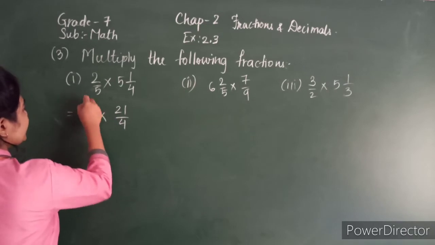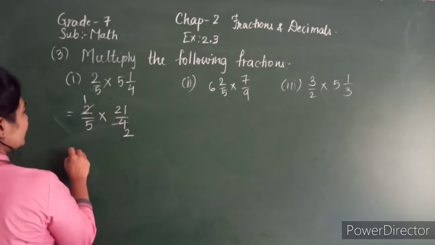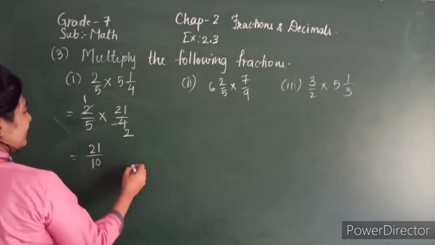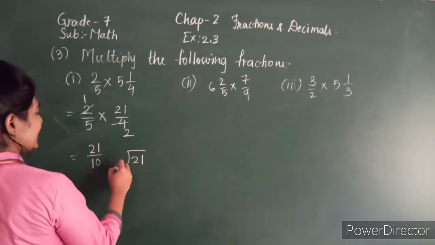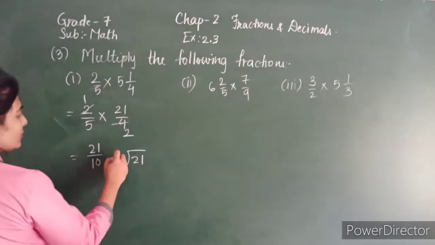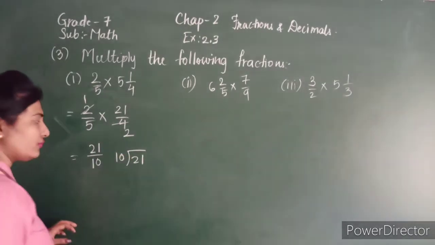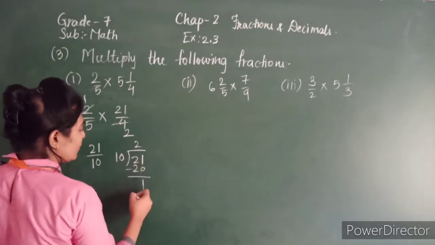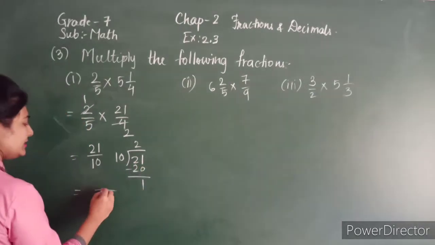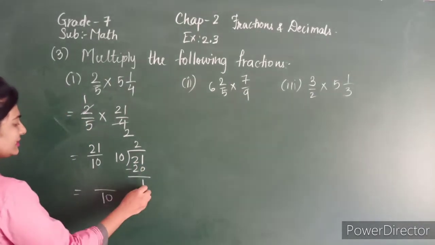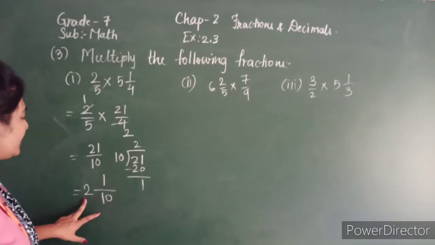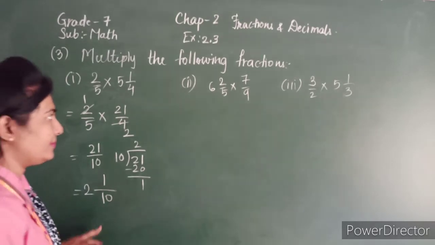So here cutting is possible. 2 1s are 2, 2 2s are 4. So we have to write 21 upon 10. Now your numerator is greater than denominator, so we have to convert this into a mixed fraction form. So 10 2s are 20, 1 is the remainder. So we have to write 10 in the denominator. This 1 remainder we have to write upward, and this 2 we have to write on the side. So our answer is 2 1 by 10.